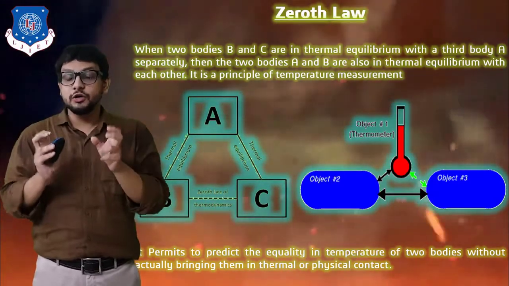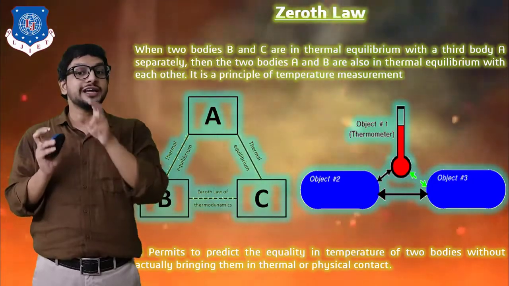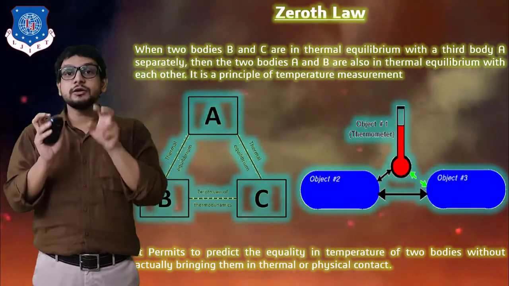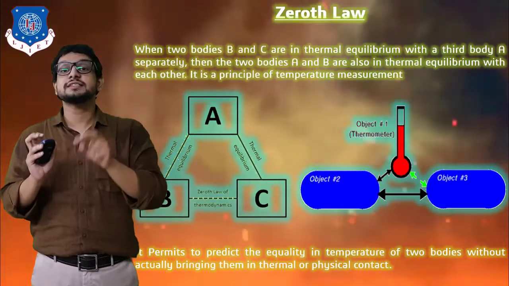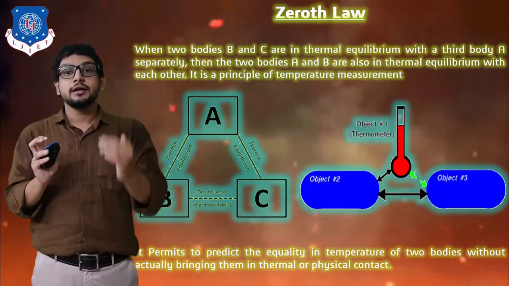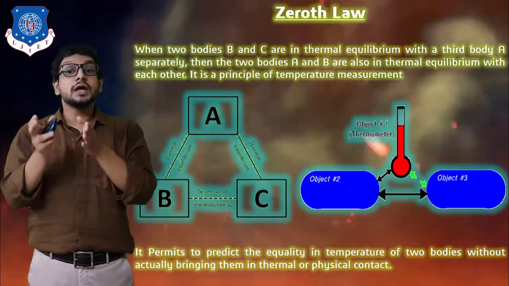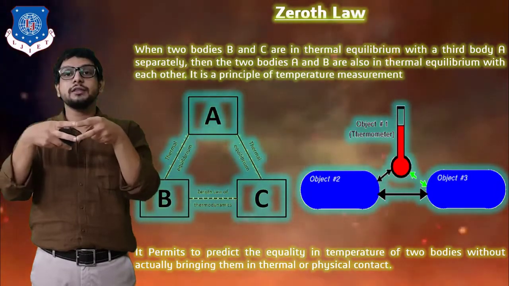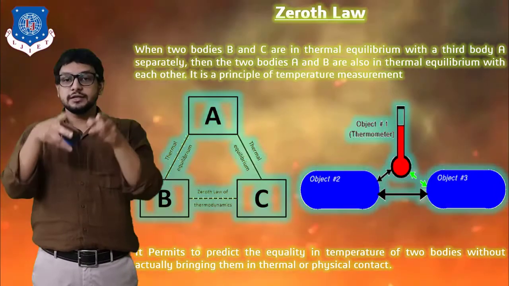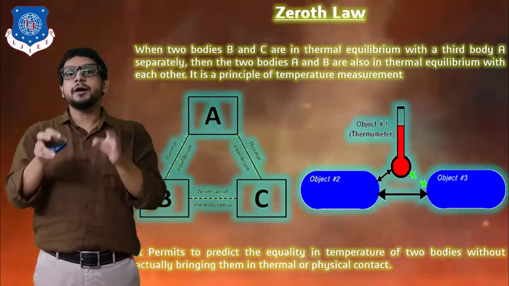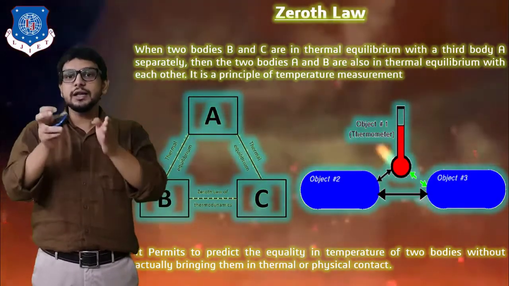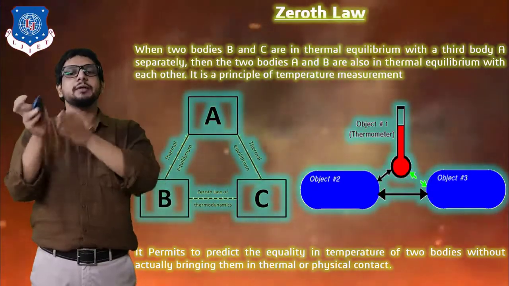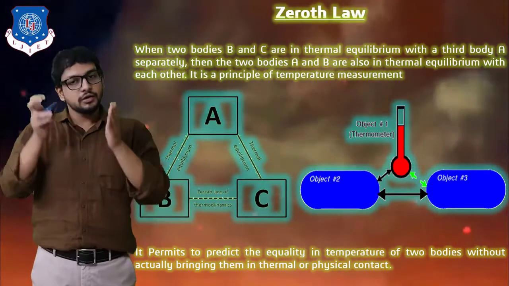So if the temperatures of both object 2 and object 3 are the same, as represented by the thermometer, then we can say that object 2 and object 3 have the same temperature or are in thermal equilibrium, without actually bringing these two objects, object 2 and object 3, in contact with each other. So we can say that an application of Zeroth Law is that it permits us to predict the equality in temperature of two bodies without actually bringing them in physical or thermal contact.